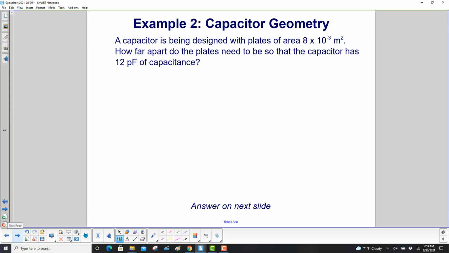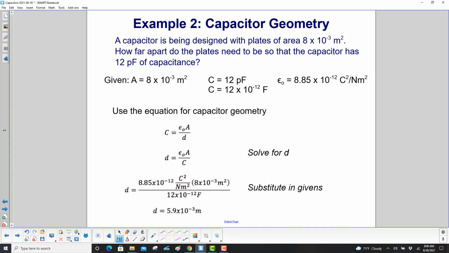A capacitor is being designed with plates of area 8 times 10 to the minus 3 square meters. How far apart do the plates need to be so that the capacitor has 12 picofarads of capacitance? The cross-sectional area is 8 times 10 to the minus 3 square meters. That's good. Capacitance is given in picofarads, so we have to convert that to farads. 1 picofarad is 10 to the minus 12 farads.